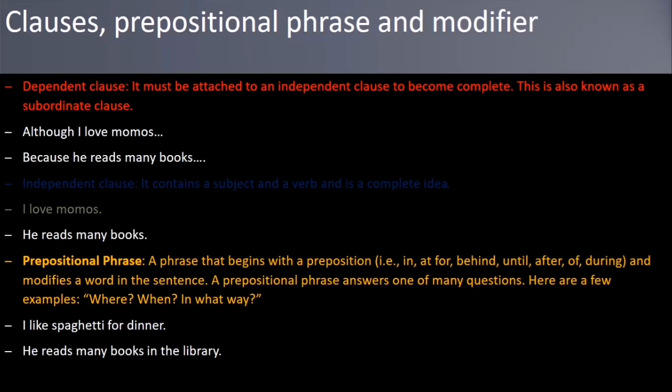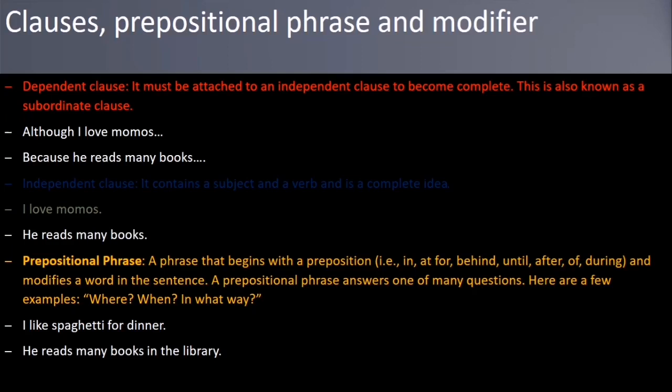Now we can see examples of a dependent clause, that is, although I love momos. Now this is not showing the complete meaning. This dependent clause needs an independent clause so that it can convey its complete meaning. Similarly, we have another example: because he reads many books. Now, why does he read many books? So in order to answer this why, we need an independent clause.